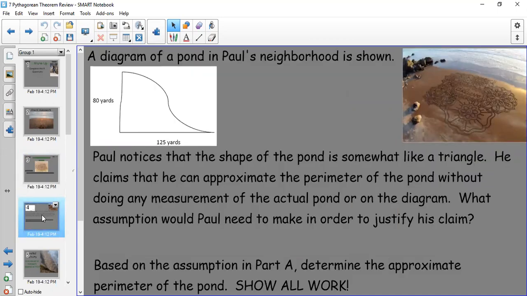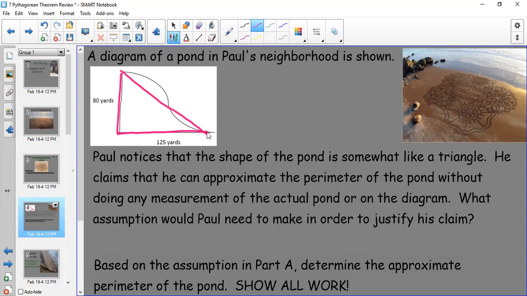It says a diagram of a pond in Paul's neighborhood is shown below. Paul notices that the shape of the pond is somewhat like a triangle. Now, if you're like me and you're looking at that picture, you're kind of like, that doesn't look like a triangle at all. But if I would kind of straighten out that pond on that one side, you could see that it is similar to a triangle.